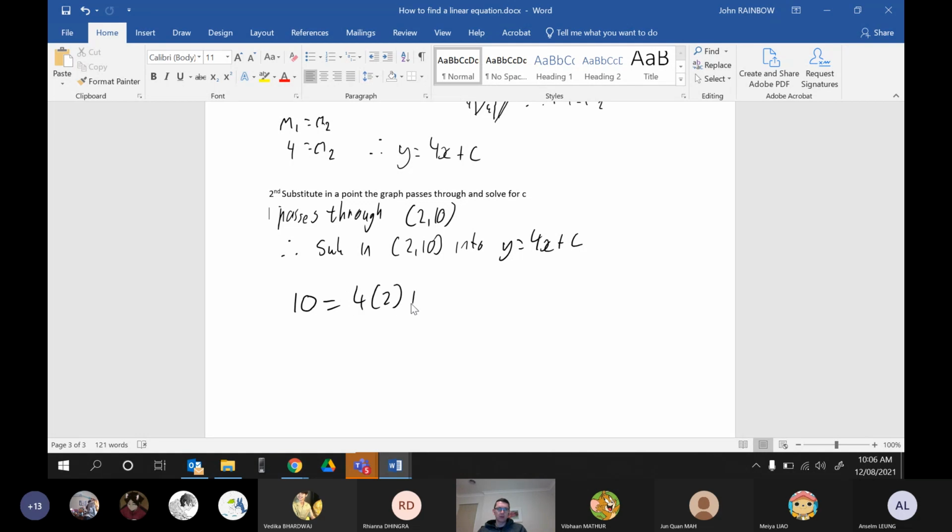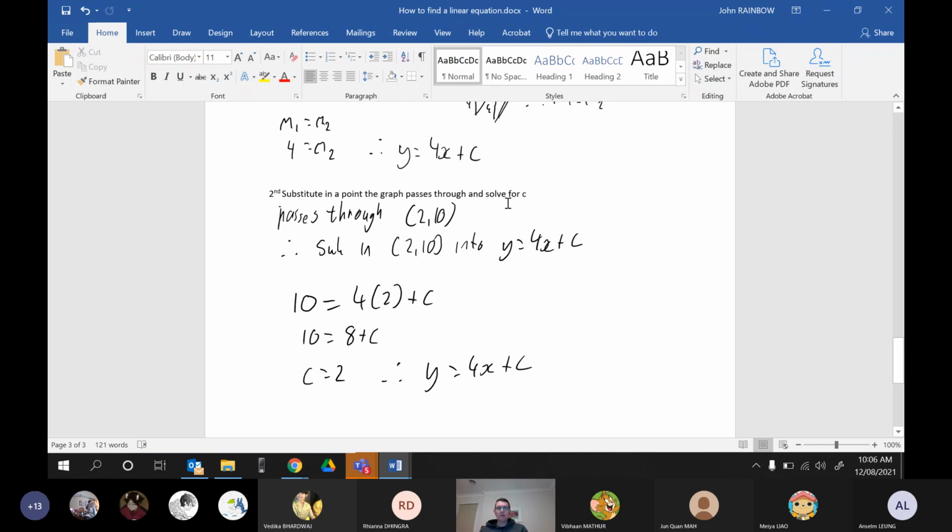4, 2 plus c. I'm just going to double check that. That's x. Yes, that's y. Yes. Okay, I've substituted that incorrectly. 10 equals 8 plus c. Therefore, c equals 2. Therefore, my equation is y equals 4x plus c. And that's how we do it.